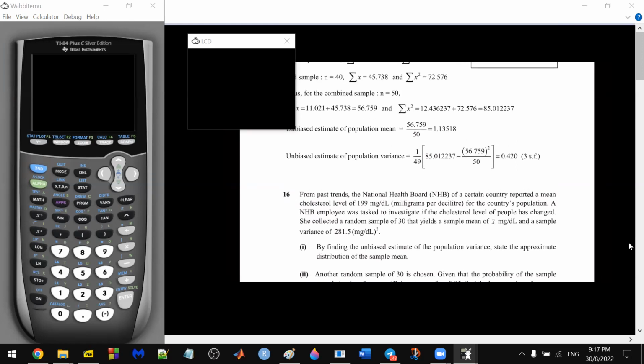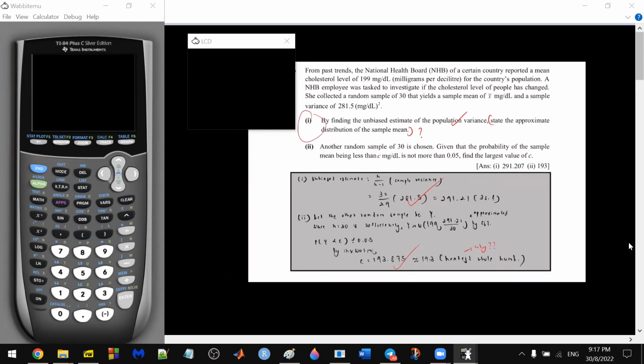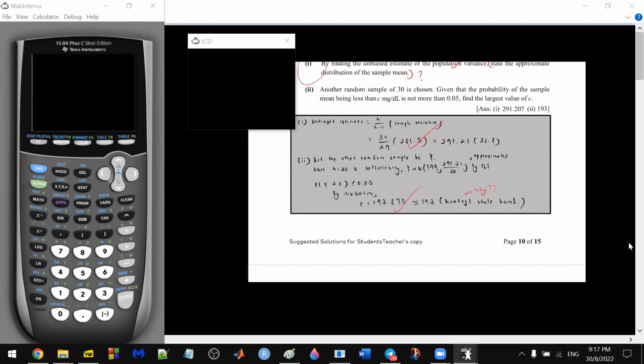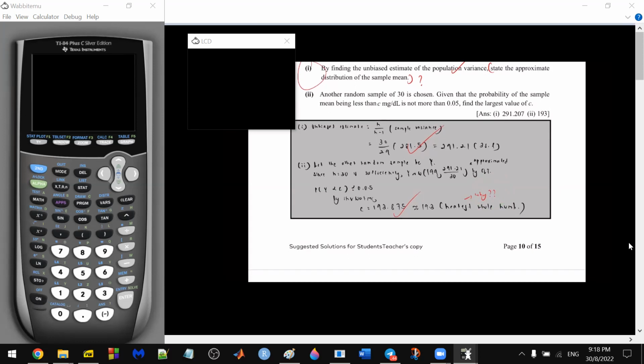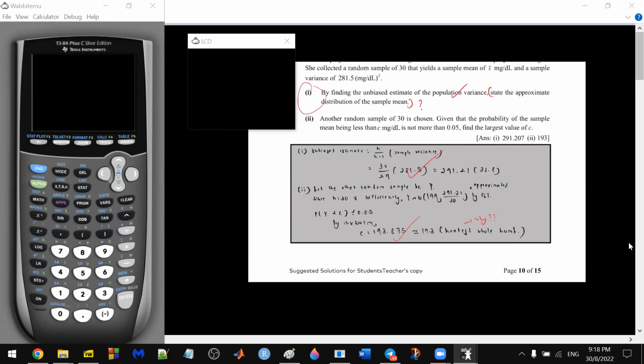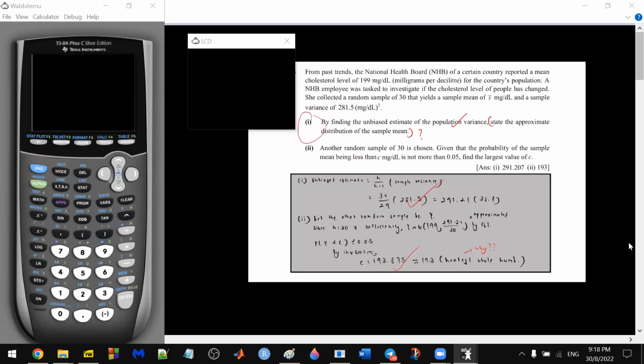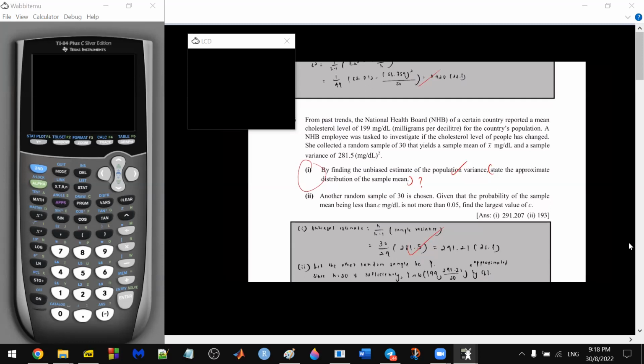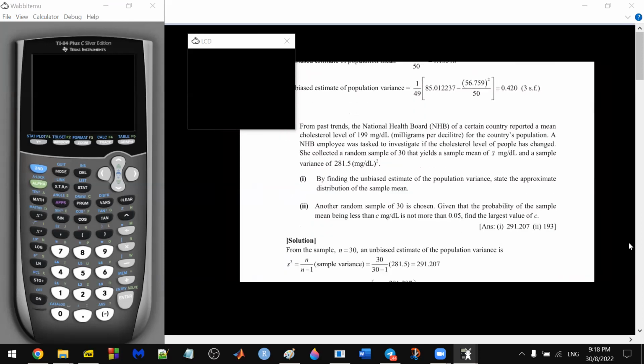Okay, then how about part 2? Is it okay? Why must I round off to the nearest whole number? Because I see the answer they give is 193, so I put 193 also. Oh, okay. I think it's just 193. Cholesterol level is continuous, it doesn't have to be a whole number. Or is it 3SF? Let's see the answer.